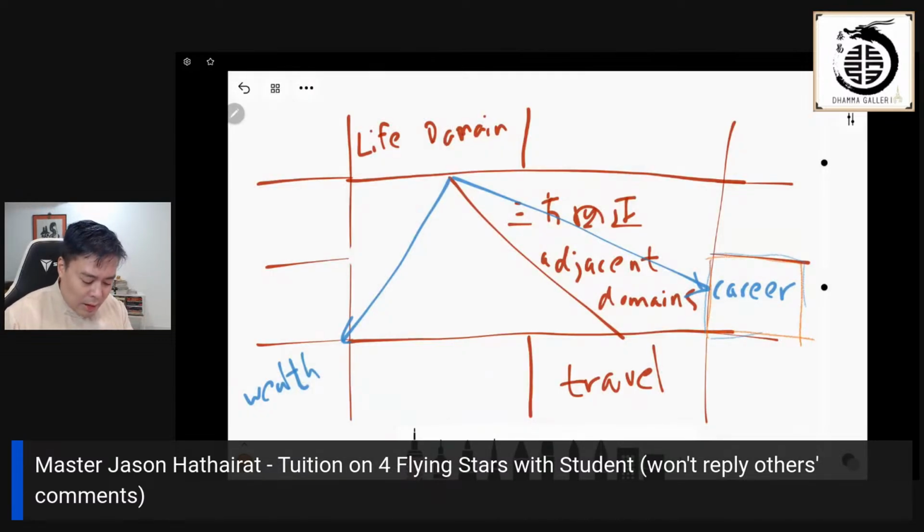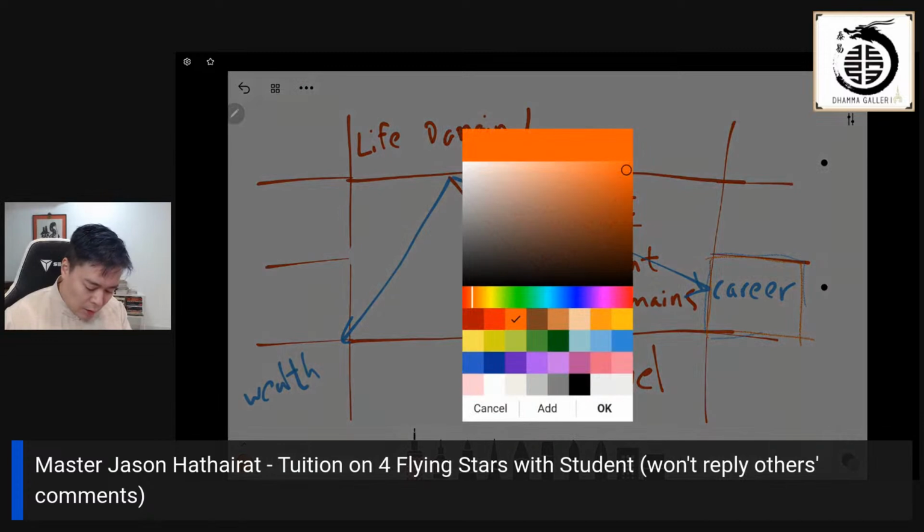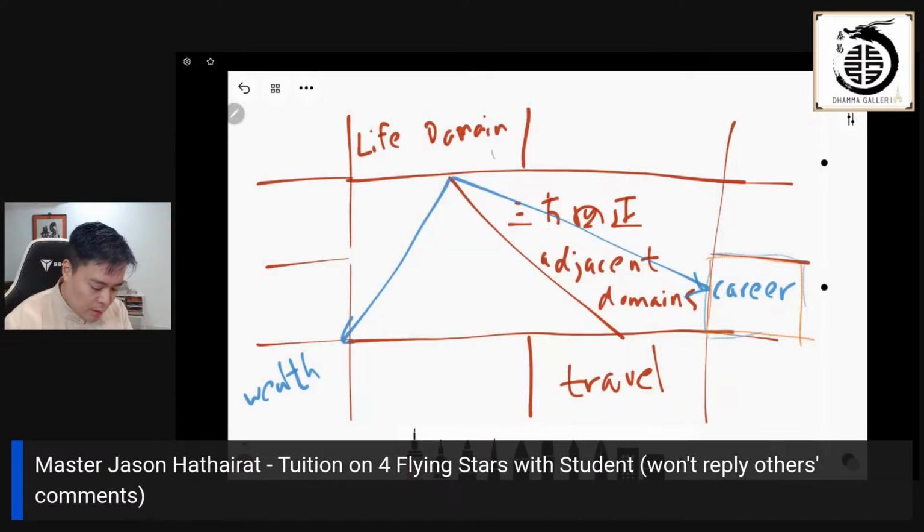So you understand, when we study a 紫微斗数 birth chart, we will always look at these four domains. Firstly, your life domain. Secondly, your travel domain. Thirdly, your career domain. Fourthly, your wealth domain. All these are the most important domains.